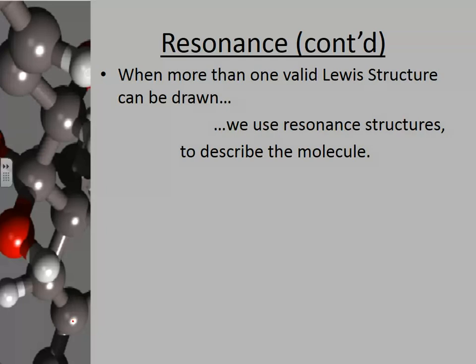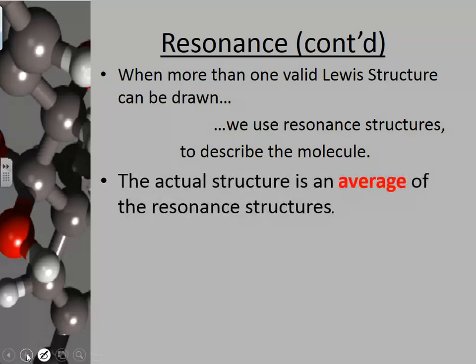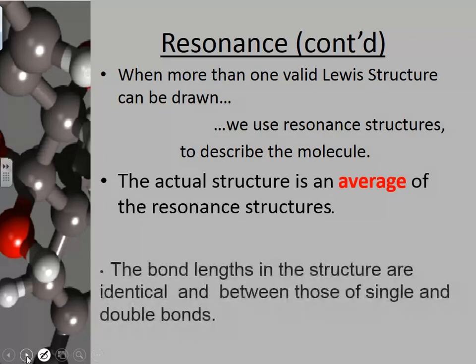So when more than one valid Lewis structure can be drawn, we use resonance structures to describe the molecule. The actual structure is an average of the two resonance structures that we just saw. So the bond lengths in the structure are going to be identical to one another and will be between those of a single and double bond.